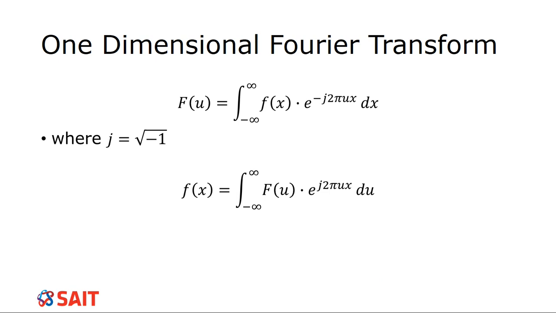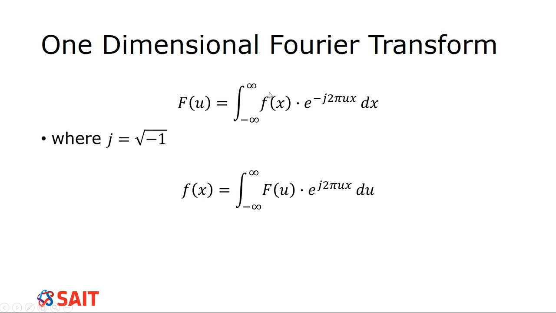So this is the math that we would see for a one-dimensional Fourier transform, which is not something that we do in remote sensing, but it does give you the basic start to it. So we have the spatial domain and we have the frequency domain. The frequency domain is referred to as capital F of u, and the lowercase f of x is the spatial domain.